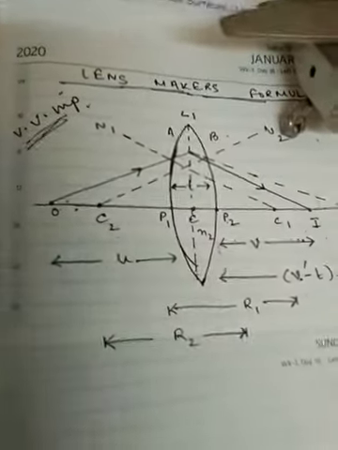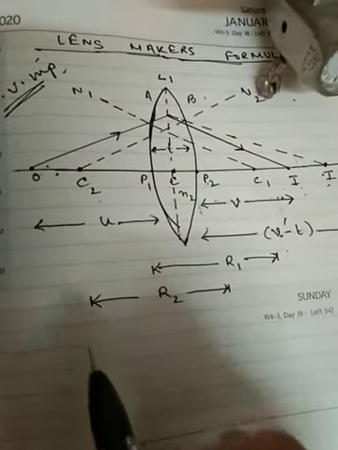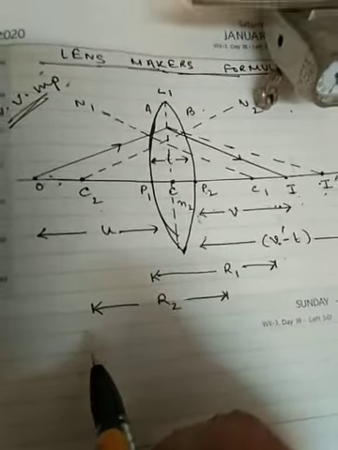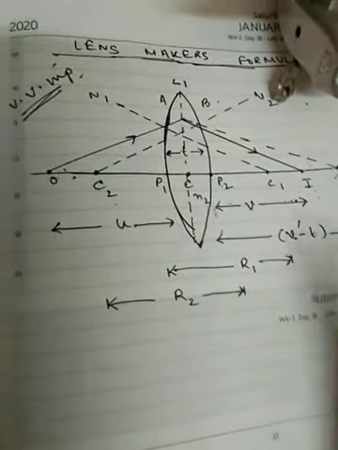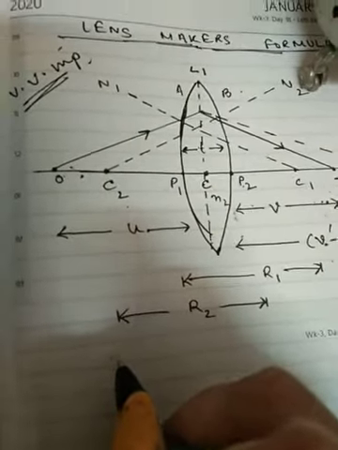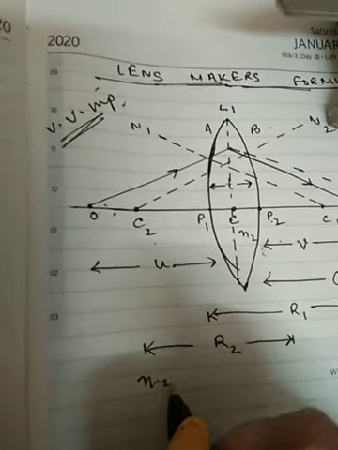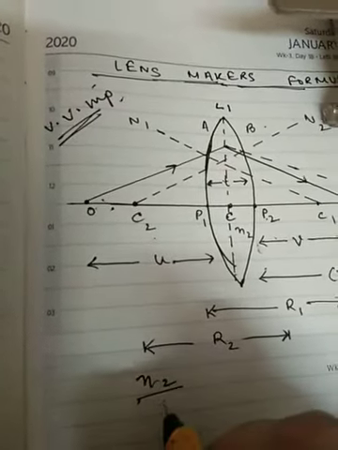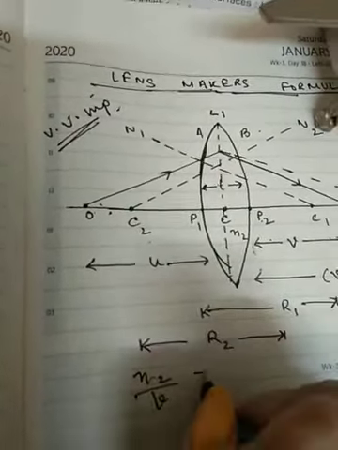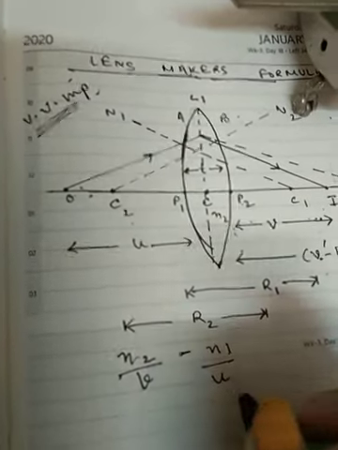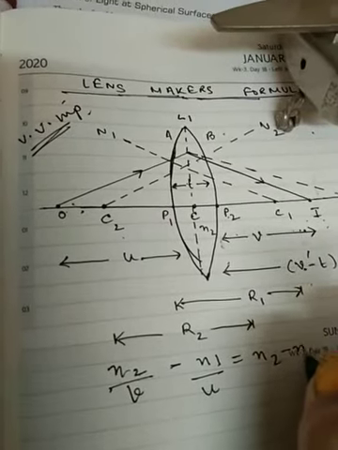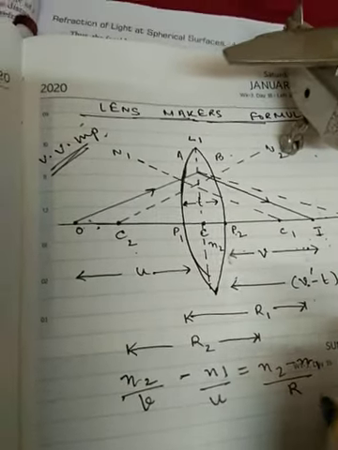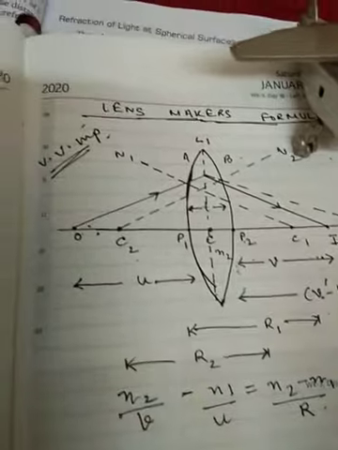For the derivation, first we need to know the basic formula for refraction through a concave lens or a convex lens. So what was the formula? N2 by V minus N1 by U is equal to N2 minus N1 by R. So this was the formula, isn't it?